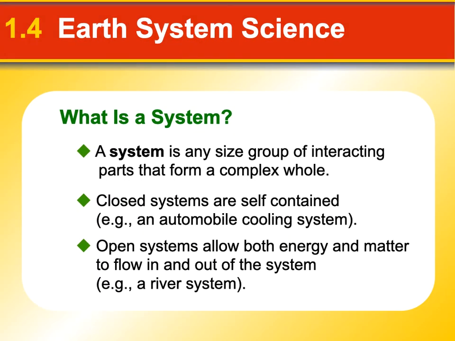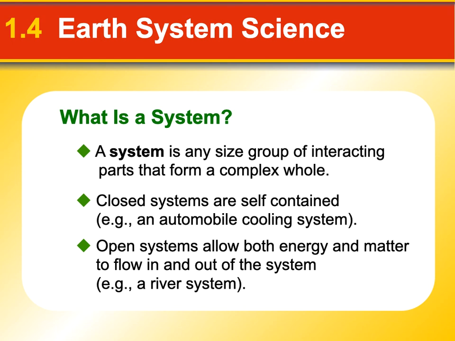Lots of things in our planet are systems. We have open systems, we have closed systems, right? An open system is a system that lets energy and matter come in and out, okay? And in many respects, the Earth is an open system, right? Energy from the sun comes in, we lose heat out to space. A closed system is completely contained, like our engine cooling system in our car. The coolant shouldn't be getting out, right? It should stay inside.